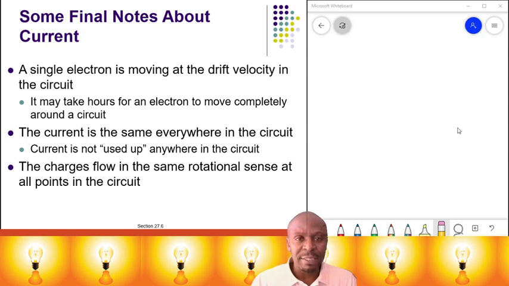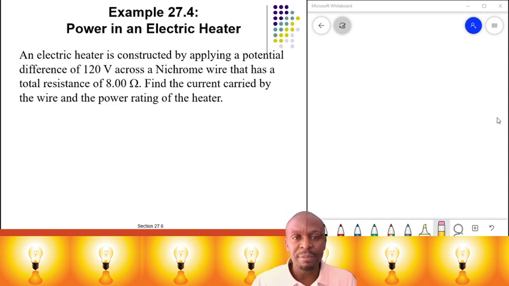A single electron is moving at a trivial velocity in the circuit. It may take hours for an electron to go completely around the circuit. The current is the same everywhere in the circuit. Current is not used up anywhere in the circuit. The charges flow in the same rotational sense at all points in the circuit.